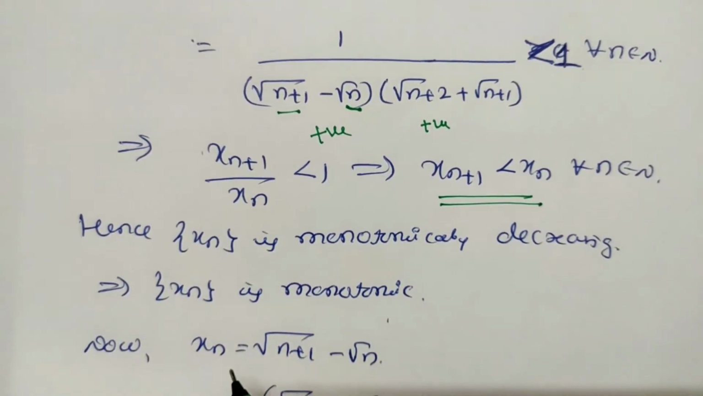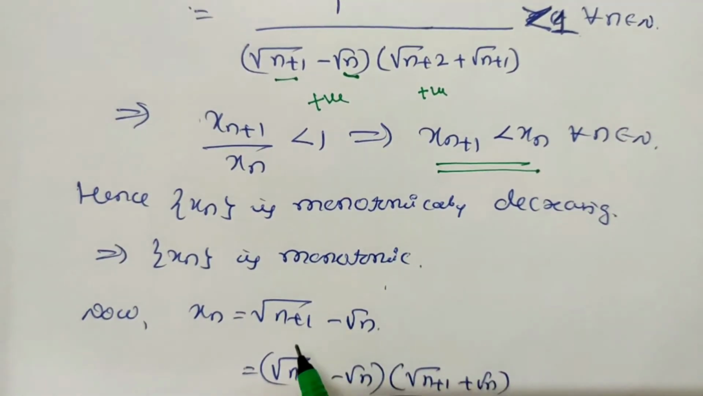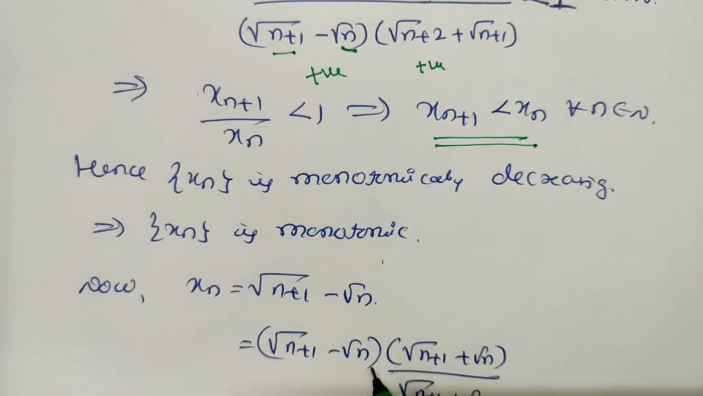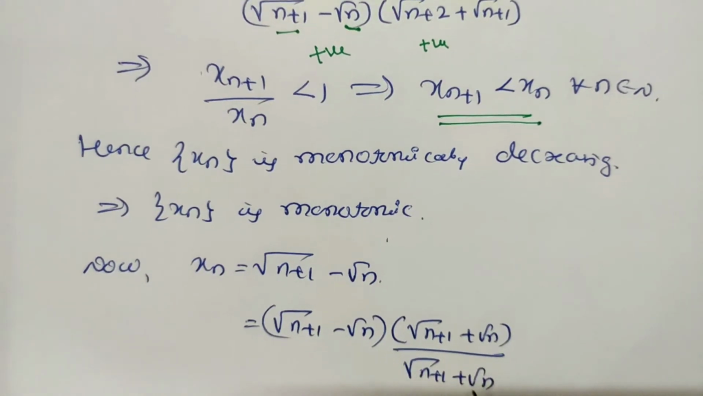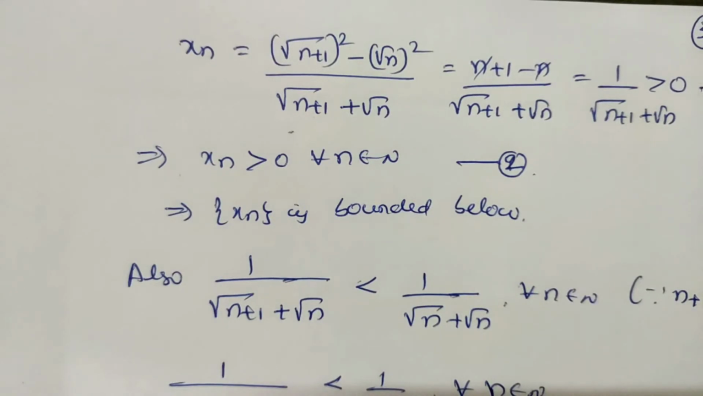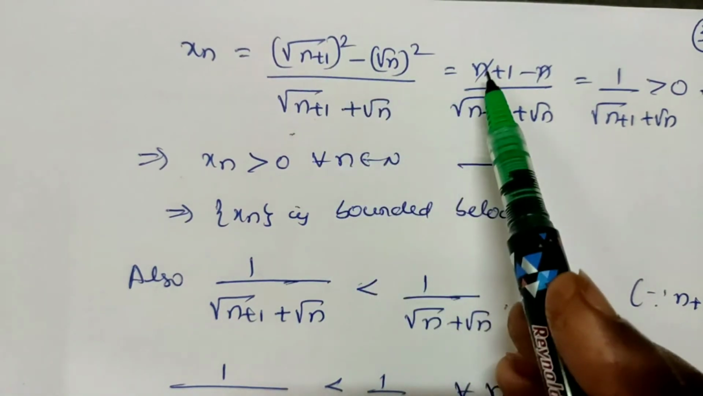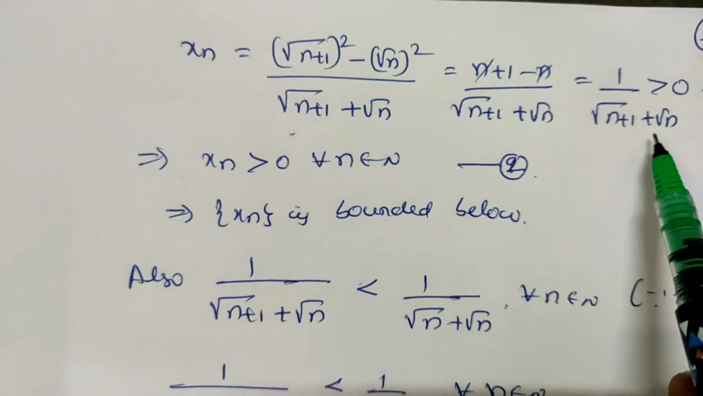For that let us consider xn, which is root of n plus 1 minus root n. Now again you have to rationalize this numerator, multiplying and dividing by the conjugate of this one, root n plus 1 plus root n, divided by root n plus 1 plus root n. Simplify this. So what will we get? It is in the form of again a plus b into a minus b. It is a square minus b square: root n plus 1 whole square minus root n square, divided by the denominator root n plus 1 plus root n as it is. So square root and square cancel here. It is simply n plus 1 minus n. The n gets cancelled. It is 1 divided by root n plus 1 plus root n.